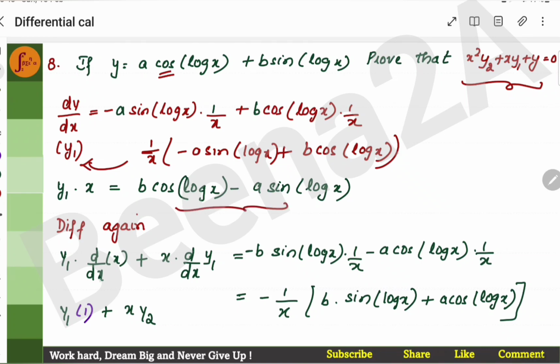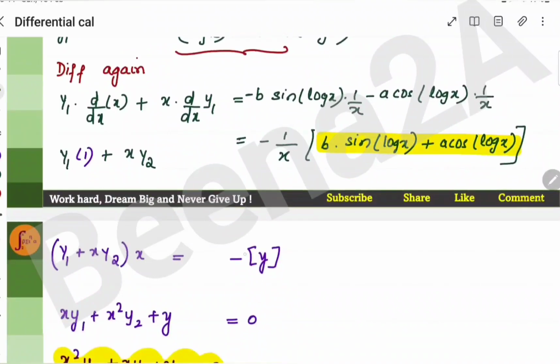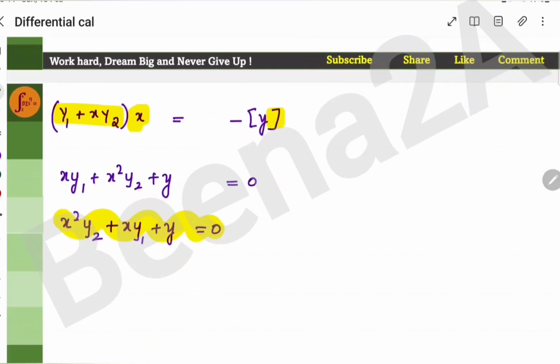Now you differentiate again. Use the product rule here: y1 into derivative of the second function, which is x, plus the second function, which is x, into derivative of the first function. This is the first function. And then derivative of cos is minus sine, derivative of sine is cos, right? Again you take 1 by x as common, you will get this expression. Now you notice what this expression is. It's nothing but y, right? This entire expression is nothing but y. So substitute y here and shift x to this side, like this. Now you expand it and you will get this entire final statement.